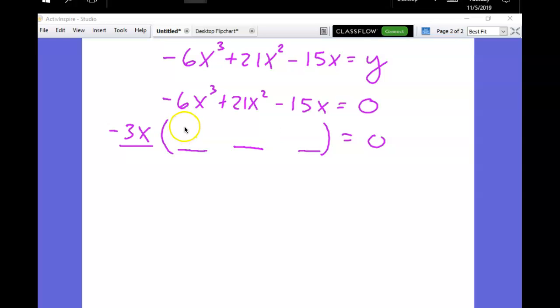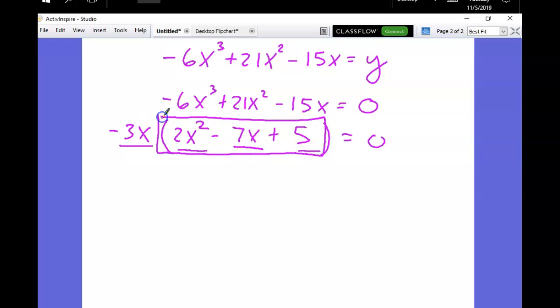Inside here, Steve. 2x squared minus 7x plus 5. Okay, so he is correct. Any questions? Okay, now the next thing we're going to do is we need to keep factoring this. So Amanda, what strategy do we use for that?